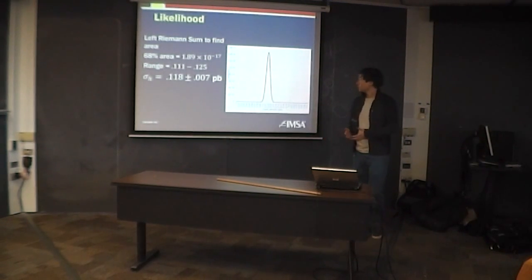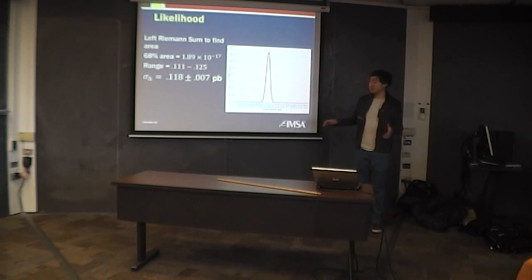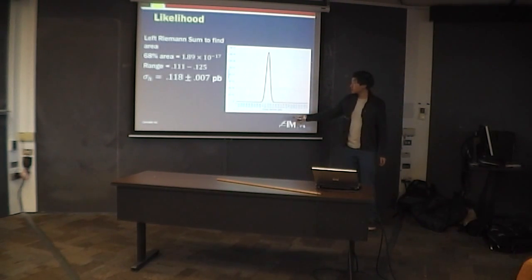Once that was done, I added it all together, and then I exponentiated it. After exponentiating, I used the left Riemann sum approximation to find the area under the curve. I found the center of the curve to be at 0.118 picobarns, and then from left to right, one standard deviation, which is about 68% of the area, is from 0.11 to 0.125. So you find that sigma sub h is equal to 0.118 plus or minus 0.007 picobarns.